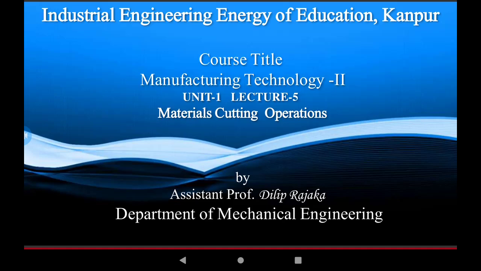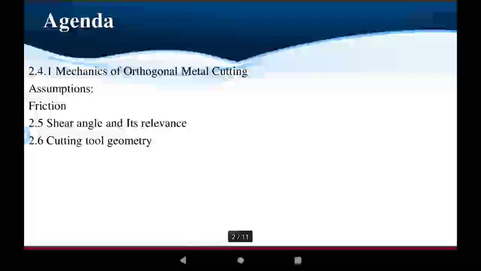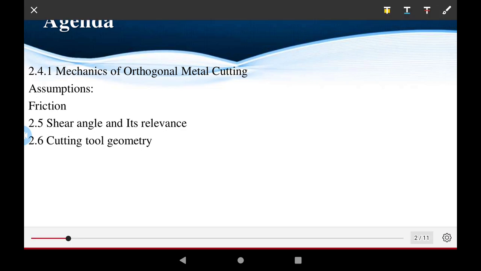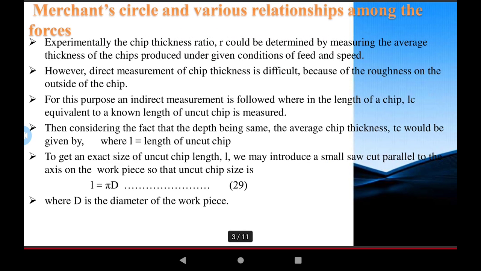Welcome to this course on Manufacturing Technology, Unit 2, Lecture 5: Metal Cutting Operation. I present in this video, in great detail, all the parts. The agenda for today: the mechanics of orthogonal metal cutting, assumptions and friction, the shear angle and its relevance, the cutting force geometry. This geometry is the main part of the Merchant circle diagram.